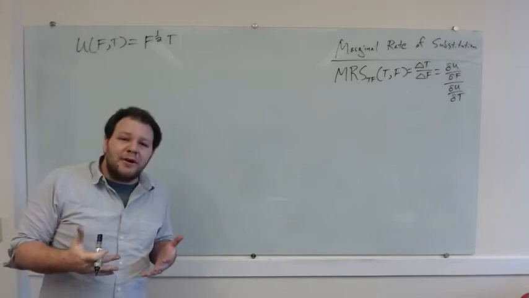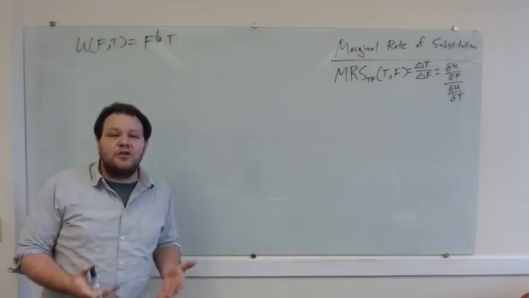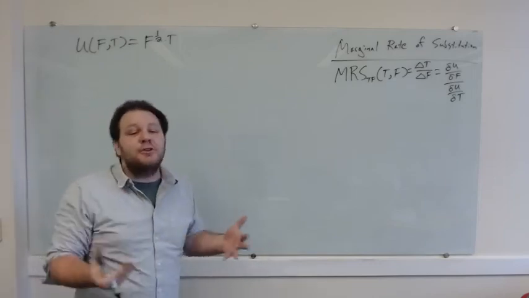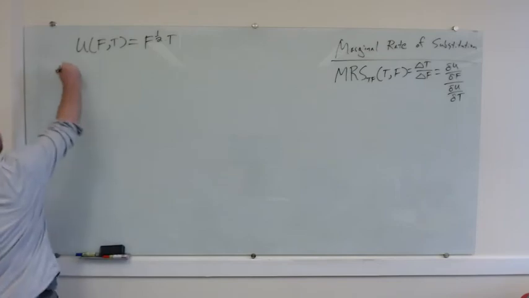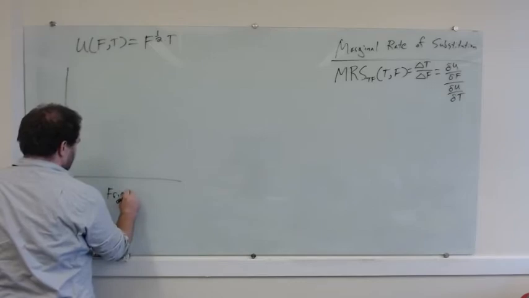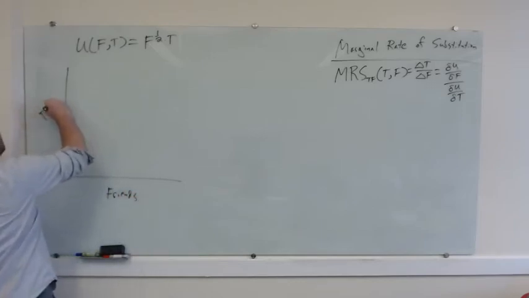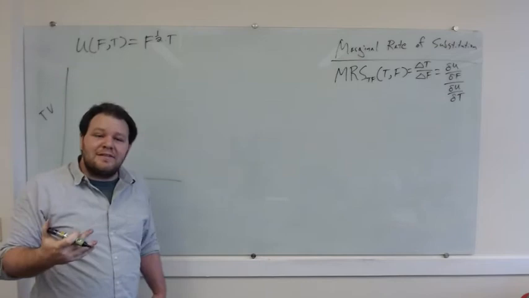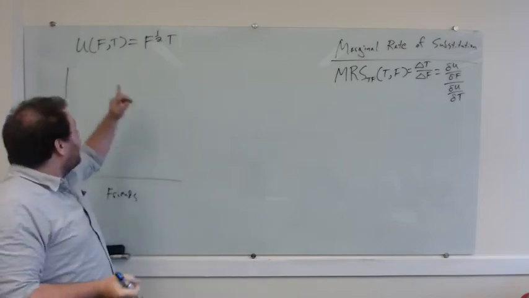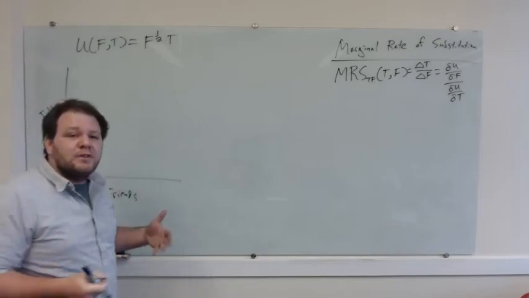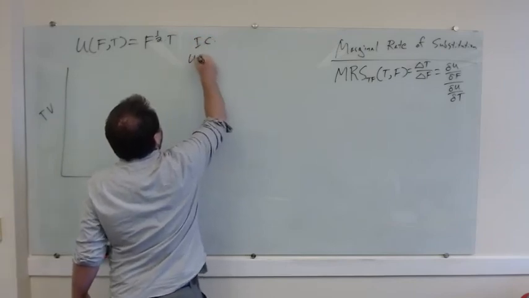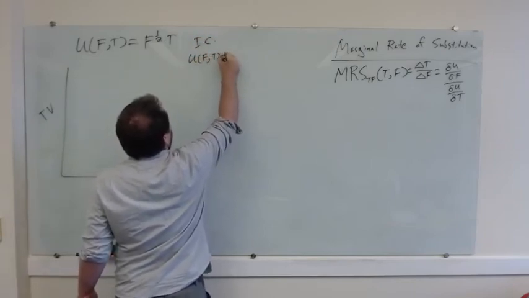Why am I going to choose this function? Because it's going to be easy to take derivatives. Now, first of all, what does this function look like? What do my indifference curves look like if I have this function? Well, we can understand this utility function by picking a particular indifference curve, finding a couple of points, and seeing what the shape looks like. So let's take the indifference curve where u of f and t equals 12.